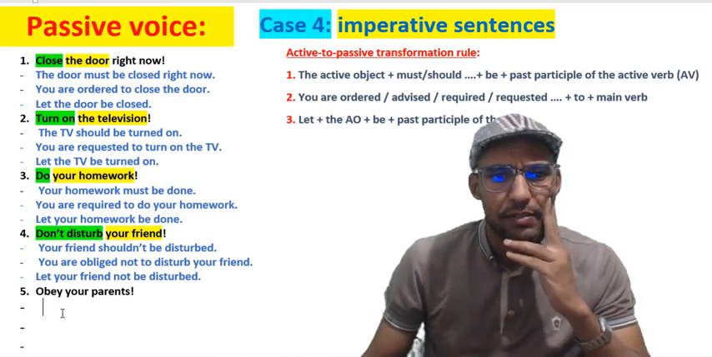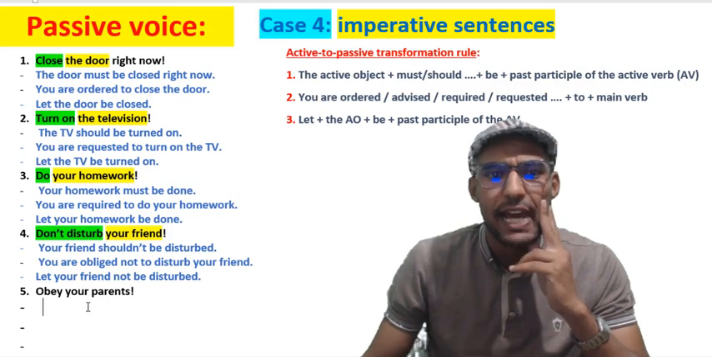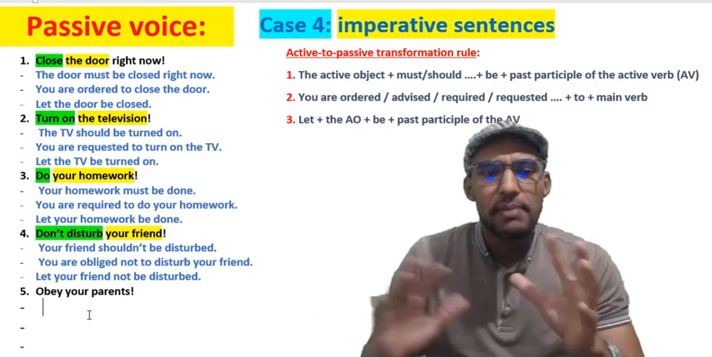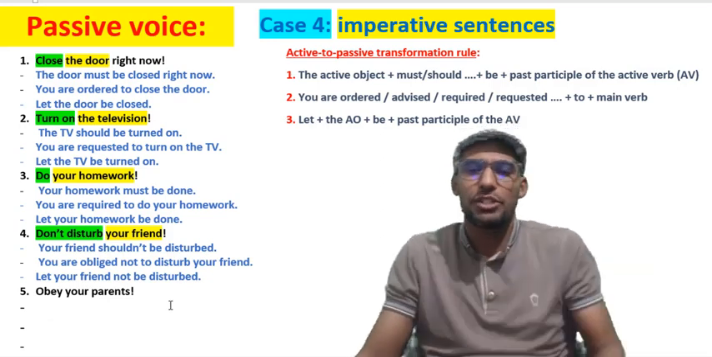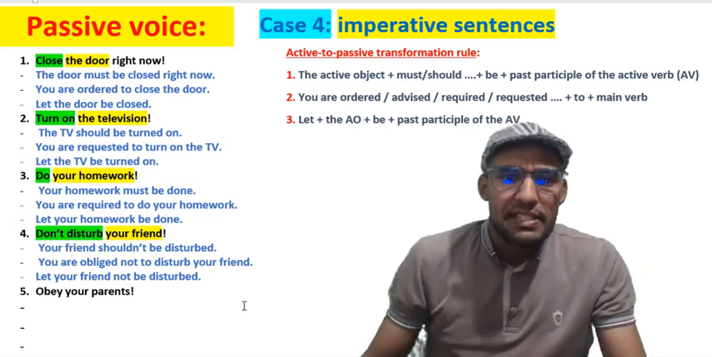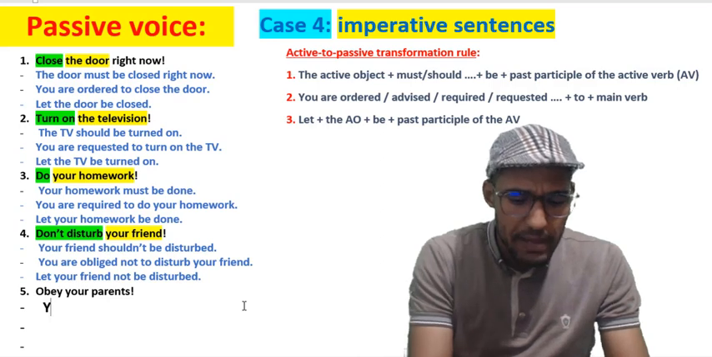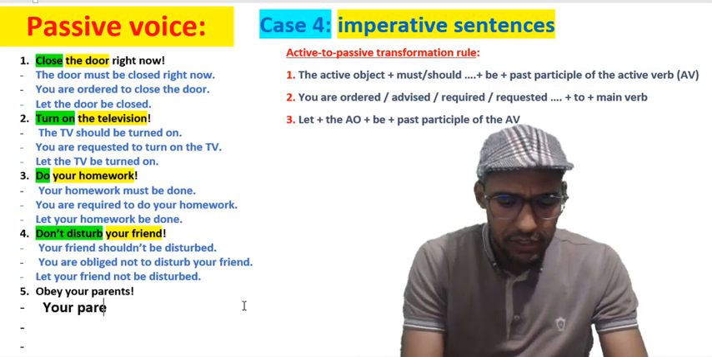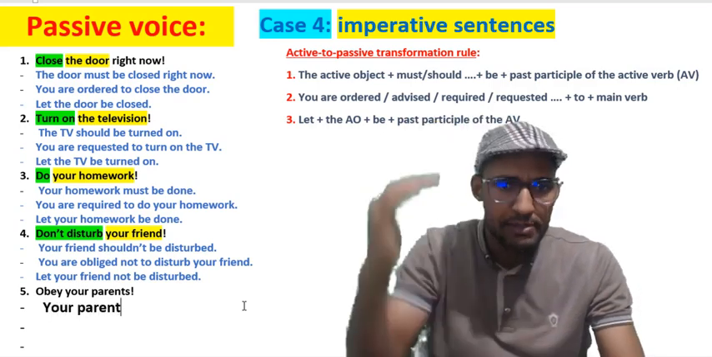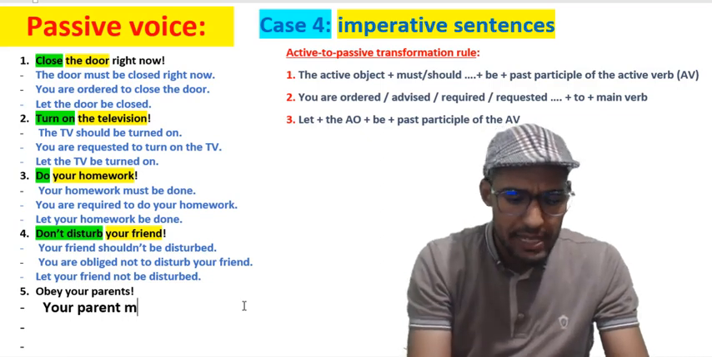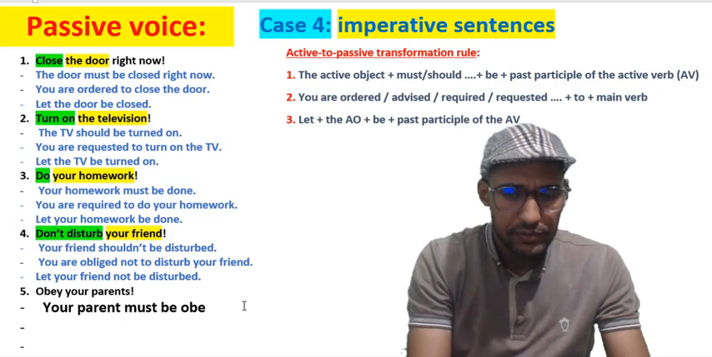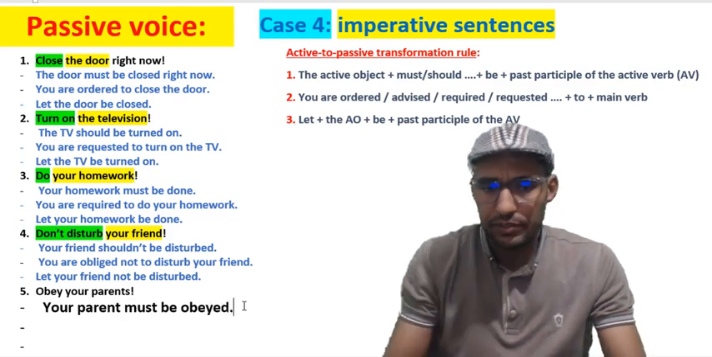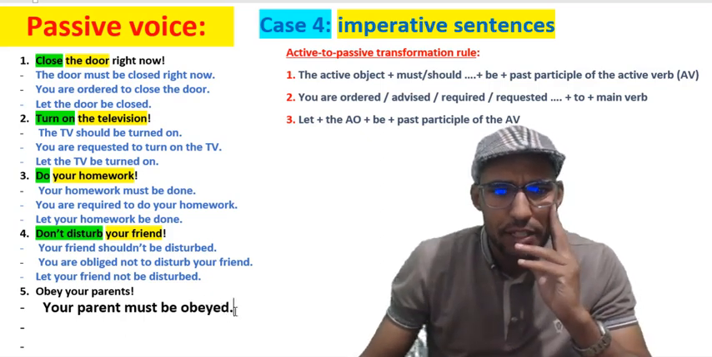Okay, so let's move on to the next, guys. Number 5, obey your parents. Now it's a matter of moral obligation here. I can use must, or should. It's okay. Let's use must again. Okay, so here we say your parents, to express an extreme obligation here. Your parents must be obeyed. Your parents must be obeyed.